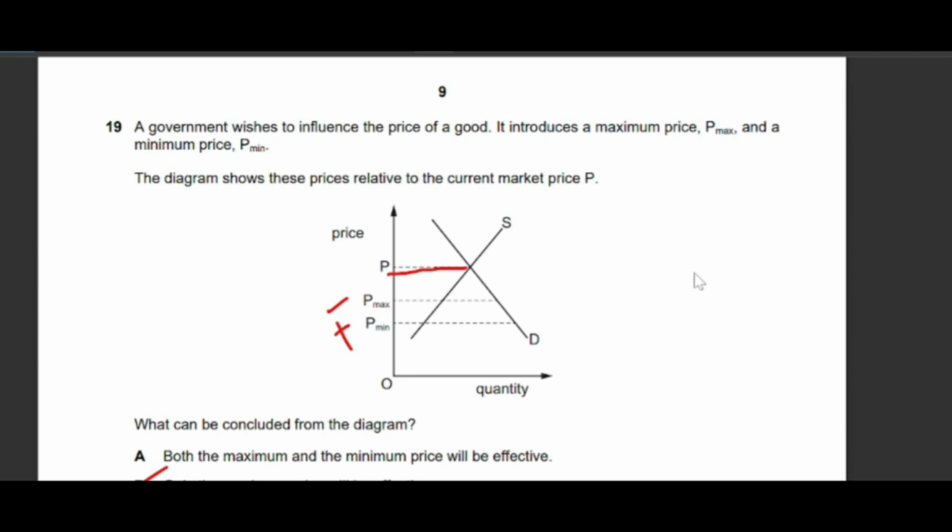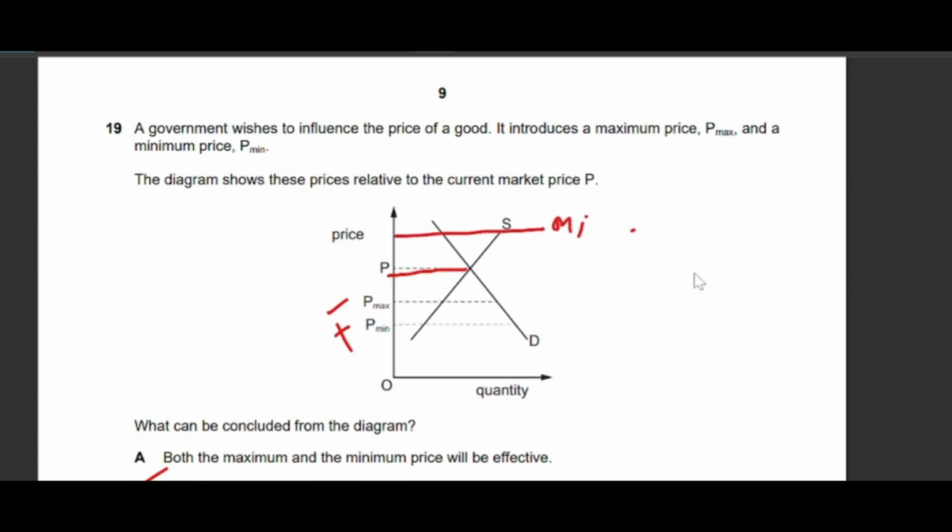Only the maximum price will be effective because it is set below equilibrium. A maximum price set below equilibrium is effective and a minimum price set above equilibrium is effective. If the minimum price is set at this point, then it will be effective. If it is set below equilibrium, then it is ineffective.